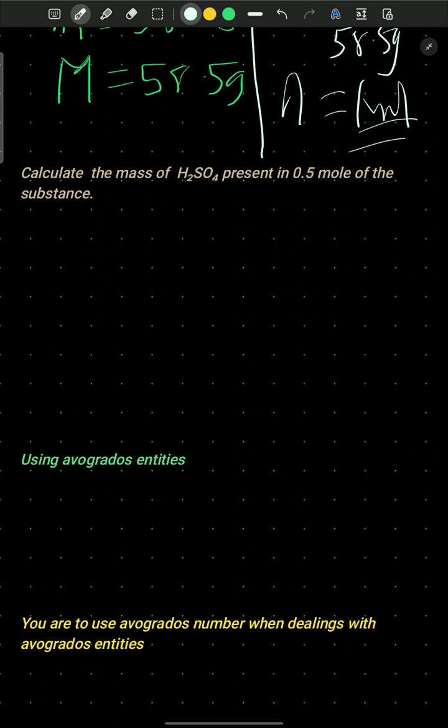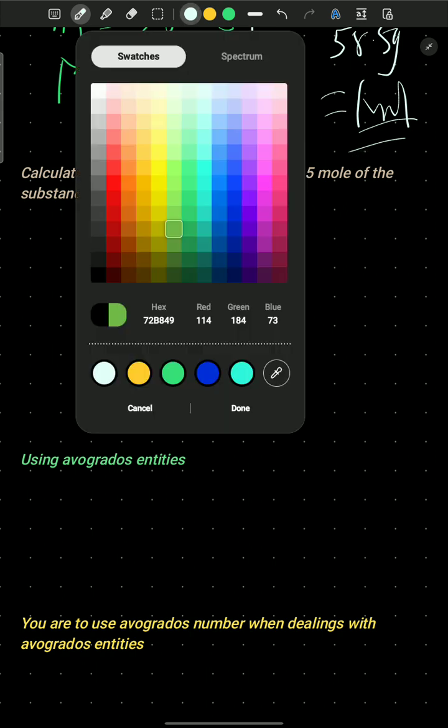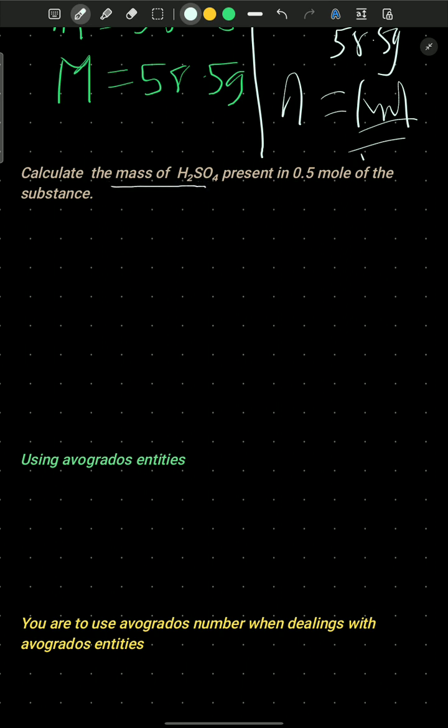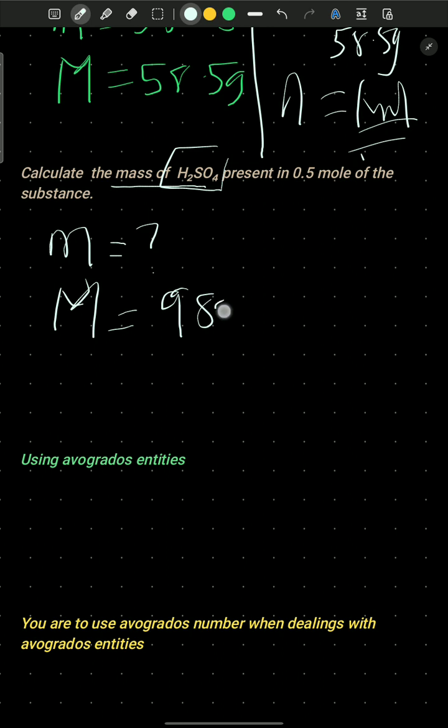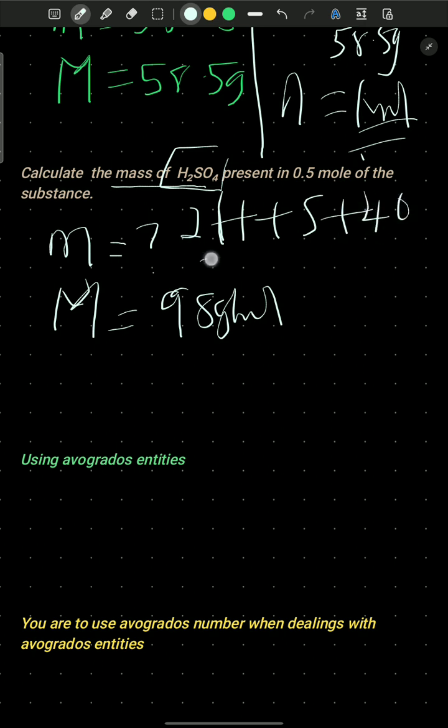So let's solve it. We are asked to calculate the mass of H2SO4. This time around we are looking for mass, which is small m. Don't forget that capital M is not just mass, but molar mass. The molar mass of H2SO4, we just found in number 2 of the relative molecular mass, and we got 98 grams per mole. If you don't understand how I found it, it is 2 of hydrogen plus sulfur plus 4 of oxygen. That is 2 times 1 plus 32 plus 4 times 16. If you add it together, you will get 98.